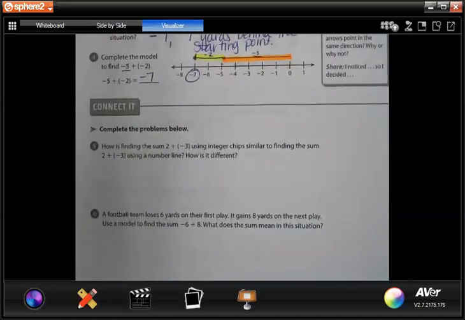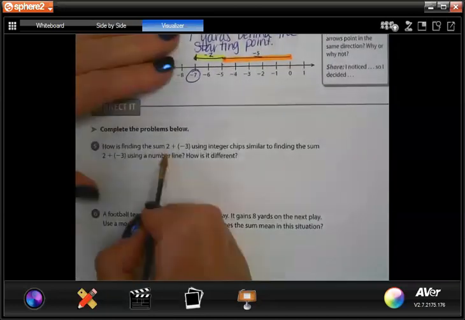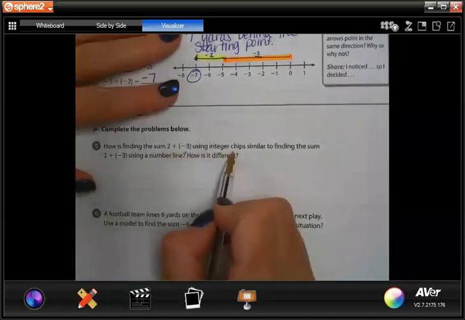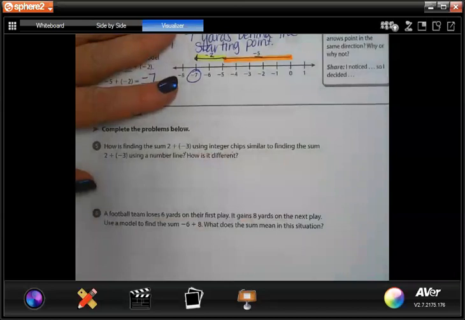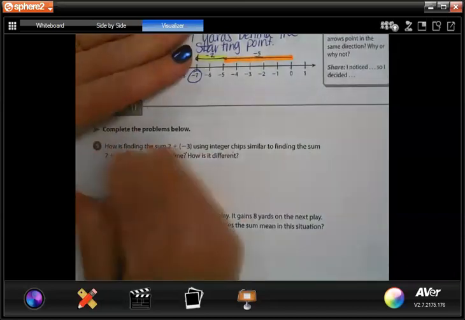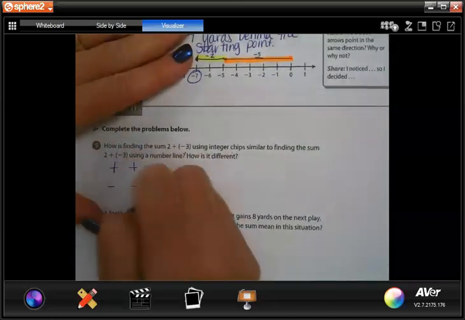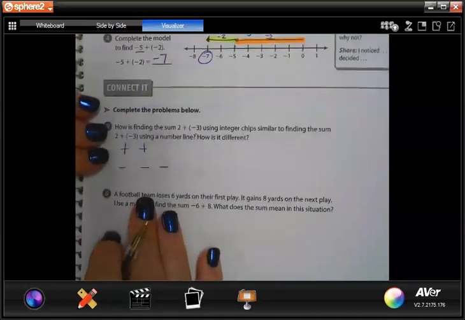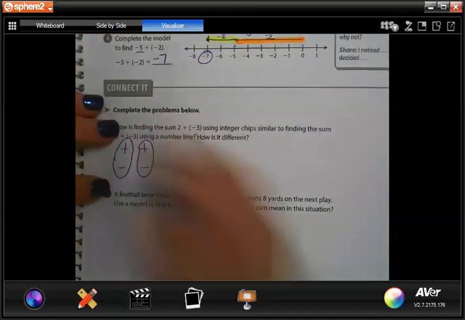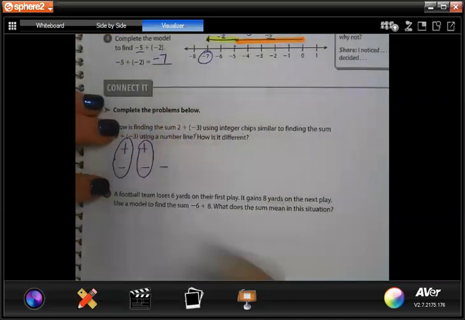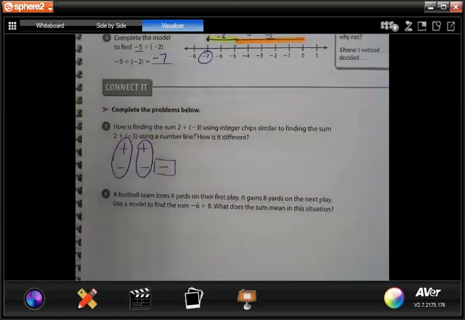Number 5, how is finding the sum of 2 plus -3 using integer chips similar to finding the sum of 2 plus -3 on a number line? Well, if you think about using integer chips, this is what this problem would look like. Then we would cancel out our 0 pairs, right? Leaving us with just this left over.